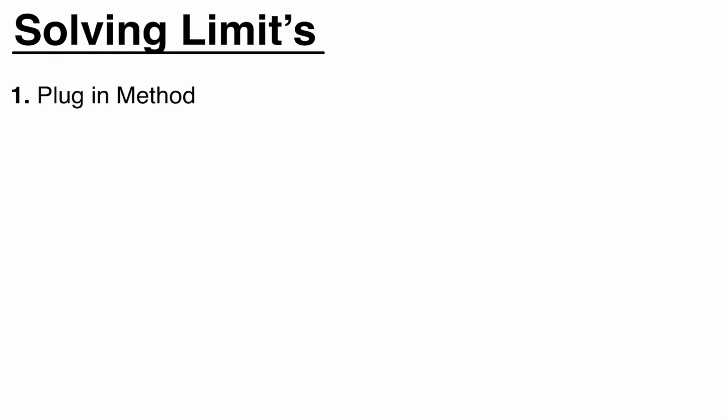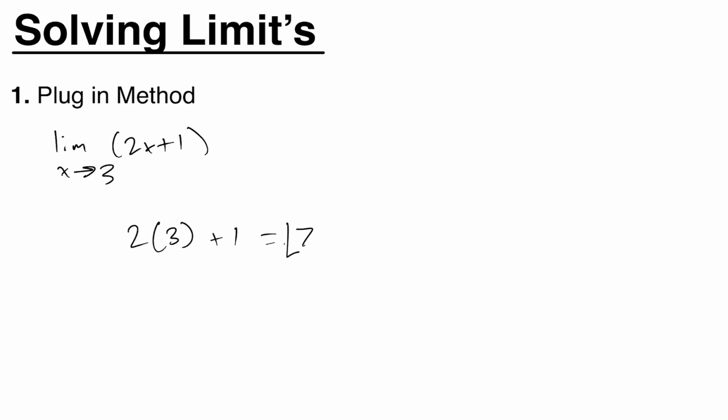So for the first problem we have the plug-in method. Now the easiest way to evaluate a limit is just by substitution, and that's what it is in the plug-in method. So let's say we have the limit of 2x plus 1 as x approaches 3. All we have to do here is substitute 3 in for x. So we can go 2 times 3 plus 1, which is equal to 7. So if when you solve for a limit, you get a real number value, then that is your limit. So our limit is 7.